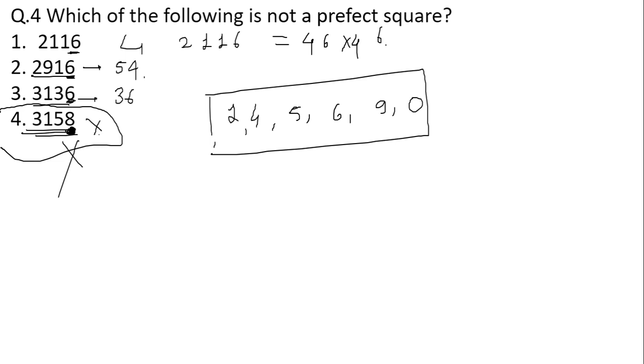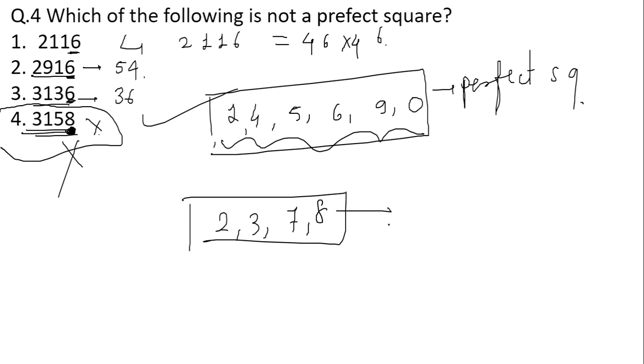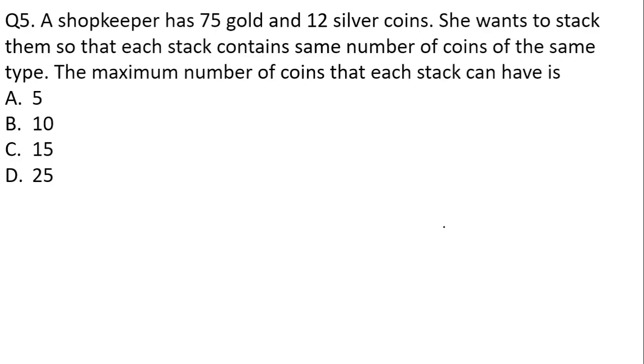Okay, moving on to the next question. Again, if these numbers are at the unit place, it means it is a perfect square. If a number like 2, 3, 7 or 8 is at the unit place, then the number is not going to be a perfect square. Please make a note of it. Moving on to the next question now.